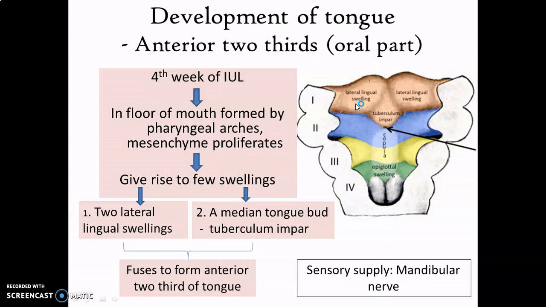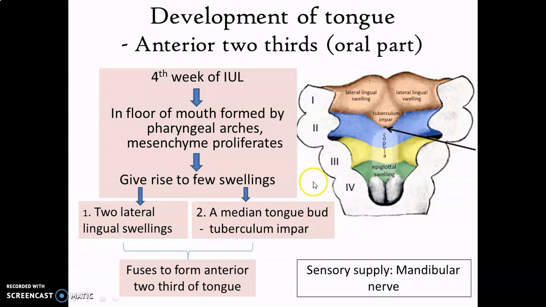It is the fusion of these three swellings that results in the formation of the anterior 2/3 or oral part of the tongue. Since it is formed from the first pharyngeal arch, the sensory supply to the anterior 2/3 of the tongue is by the mandibular nerve. The mandibular nerve is the nerve of the first pharyngeal arch.